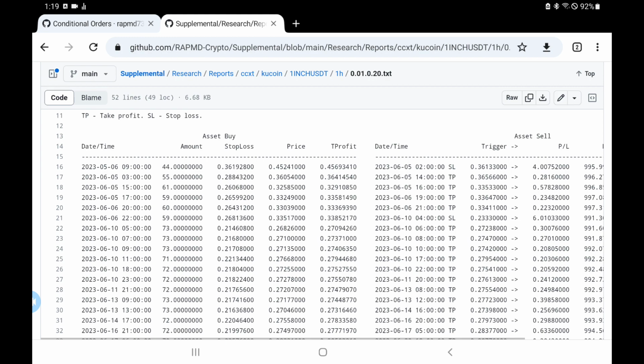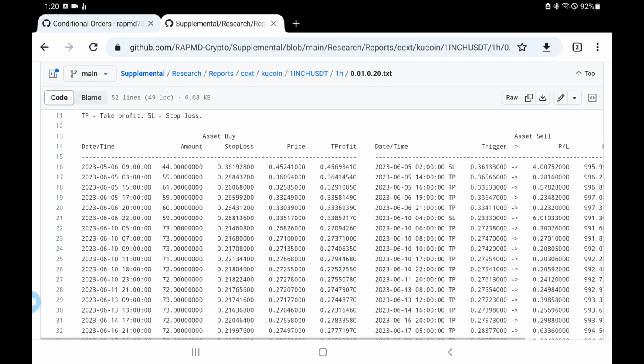The amount is 44 of 1 inch based upon 2% of my total balance. My stop loss calculations for a 20%, the actual price I purchased it, and then the take profit of 1%. Very simple table on the left hand side. It just shows where I got in the market and what I actually spent getting into the market.